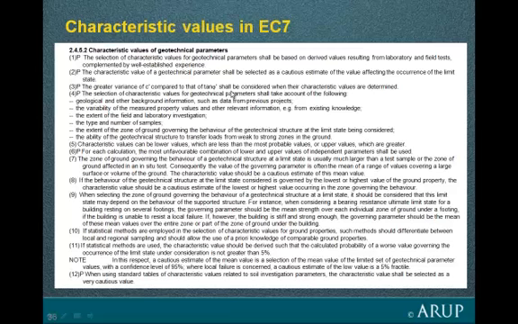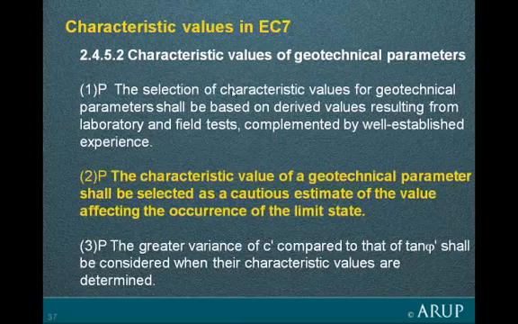in Eurocode 7. So to find out about characteristic values, we'd read that chapter, and we'd read a lot of words about characteristic values of soil properties. The basic definition of characteristic values is given here. The characteristic value of a geotechnical parameter shall be selected as a cautious estimate of the value affecting the occurrence of the limit state. There's some important words in that.